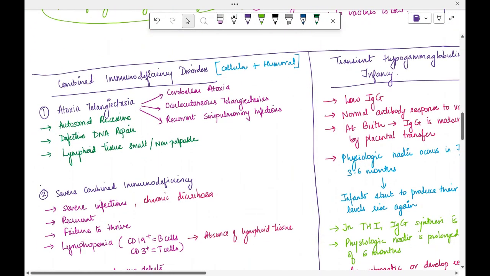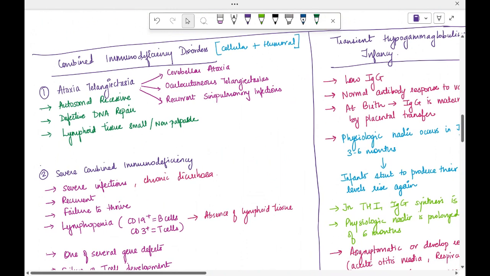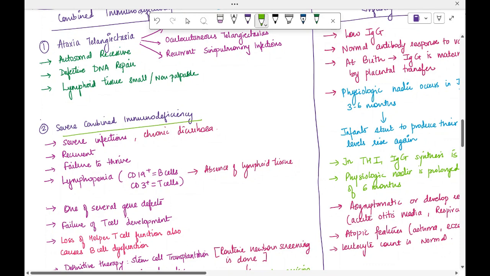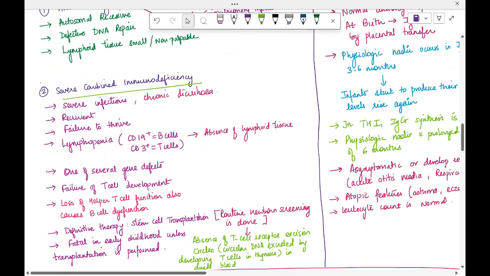Okay, let's come to combined immunodeficiencies. These combined ones are important. So we'll see severe combined immunodeficiency. As the name suggests, the infections are very severe. There is chronic diarrhea in such a patient, and recurrent severe infections. As a result of that, there is failure to thrive. Now, the main feature is lymphopenia. This is because it is combined. There will be absence of both CD19 for the B cells and CD3, that is the T cells. So as a result, there is absence of lymphoid tissue.